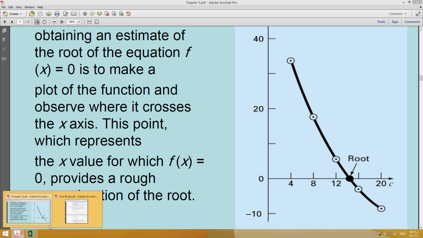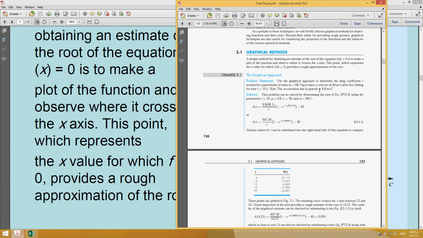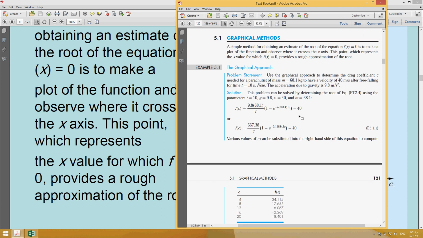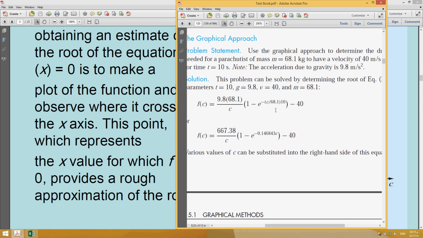This method is pretty simple. For example, if we go to the book, here we have one example. It is the same example that we solved in chapter 1, and this is the function, the values are given here, and this is the equation. Once we put the values of mass and g, the unknown in this equation is c, so we have to find the root, that is basically c. We can call it x as well, f of x, and we can solve this question in Microsoft Excel.